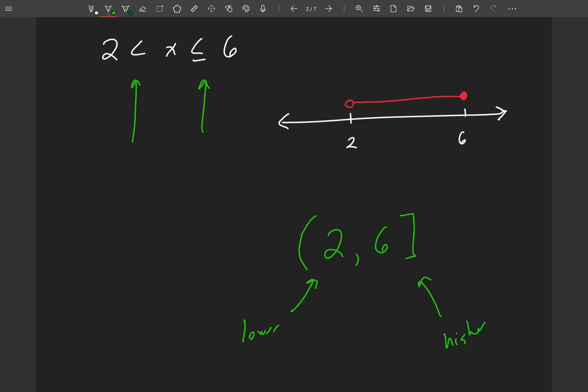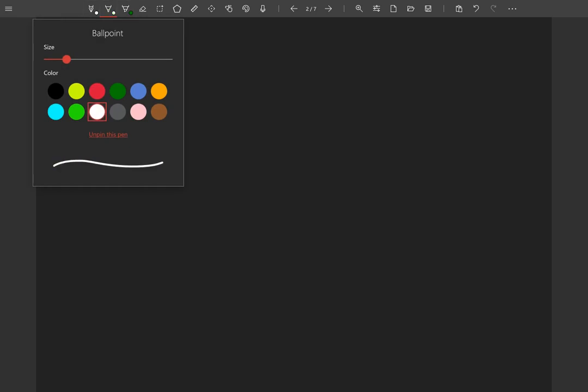Let's do another one. We'll write a different inequality, and let's see if we can convert it to both picture and interval notation form. Let's do 4 is less than or equal to x less than or equal to 7. Now, if you think you can do this, pause the video, give it a shot, and then come back and see if you got it right.